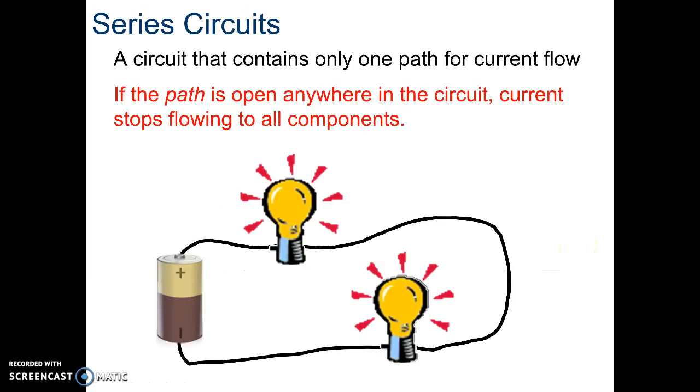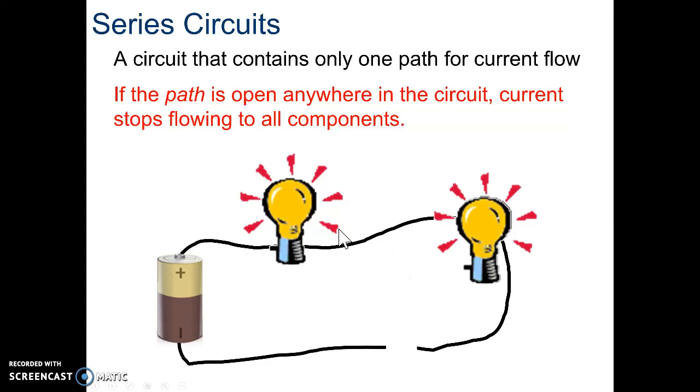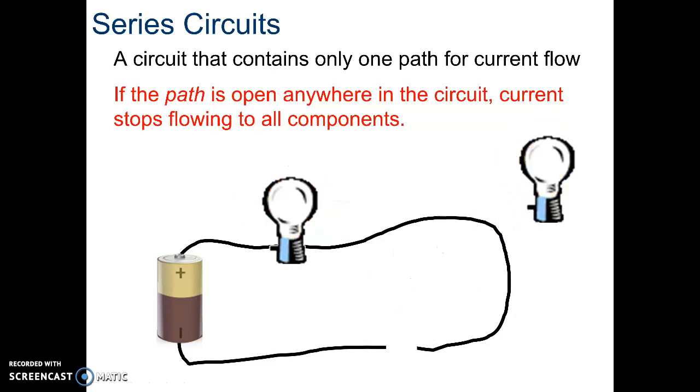So let's take a look. A circuit that contains only one path for current flow is a series circuit. If the path is open anywhere, the current stops flowing to all components. So if we pull out that light bulb and just leave a gap, everything goes out. The old-fashioned holiday lights, this was the case. If you lost one light bulb, all of your lights went out.